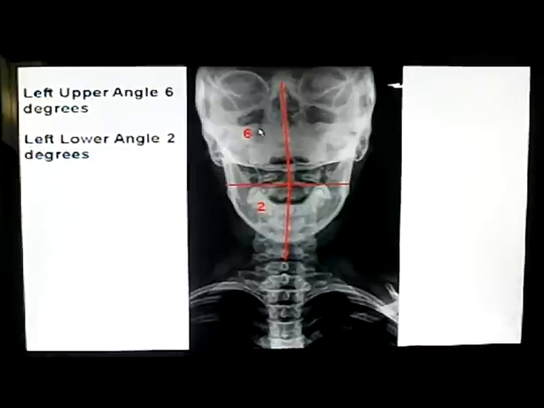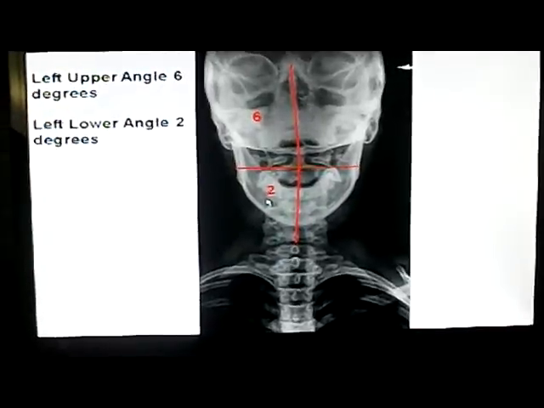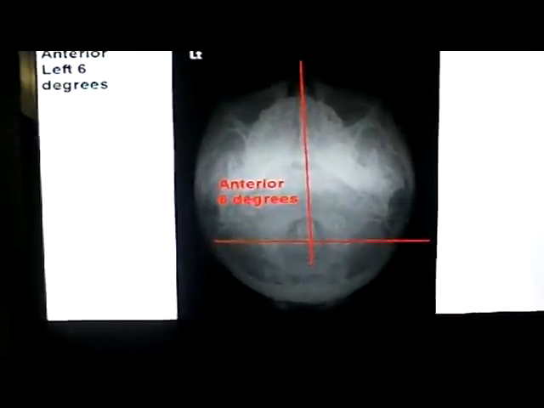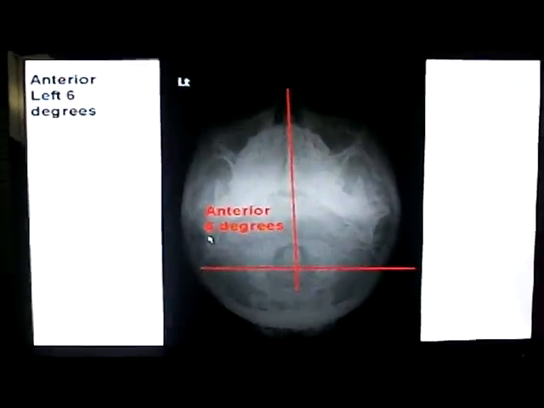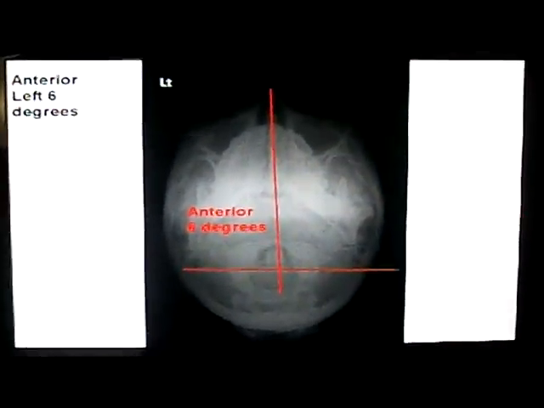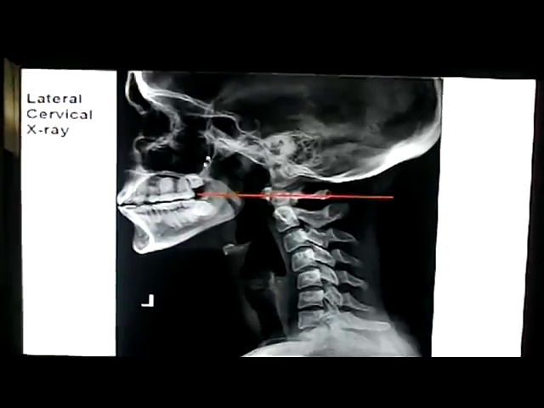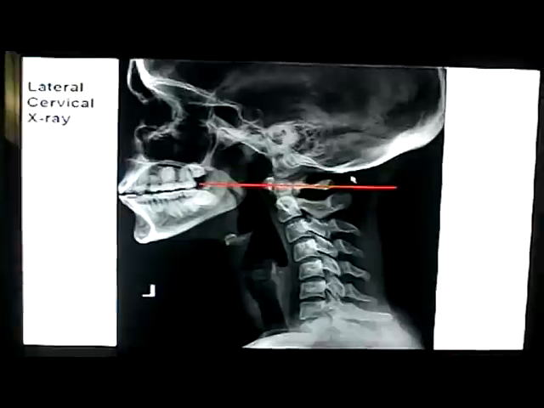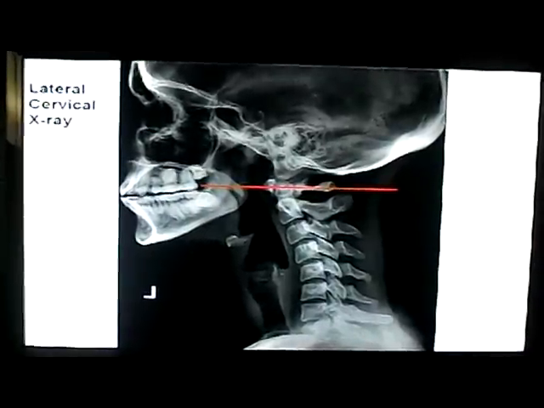So we see there's a left upper angle 6 degrees, left lower angle 2 degrees. Most commonly then we also measure the rotation. Here we've got anterior rotation on the left 6 degrees. Now this gives us a pretty good idea of the radiographic manifestation of the vertebral subluxation complex. Normally the lateral cervical x-ray is just looking at the atlas and how it sits, pretty much so we can take x-rays in that dimension. But I really think there's more to it when we look at it three-dimensionally.